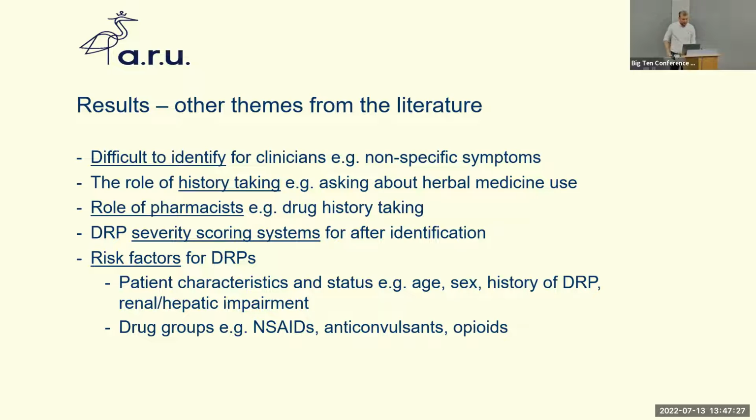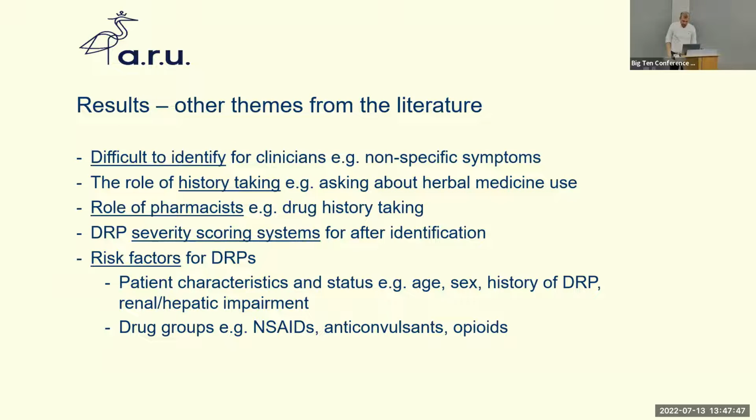The role of pharmacists came through from some papers, focused on their ability to take drug histories compared to, say, medics or other staff. Severity scoring systems for DRPs were mentioned. Those concern DRPs after identification, so grading systems. We have the ABCD system in the UK for types of ADR.